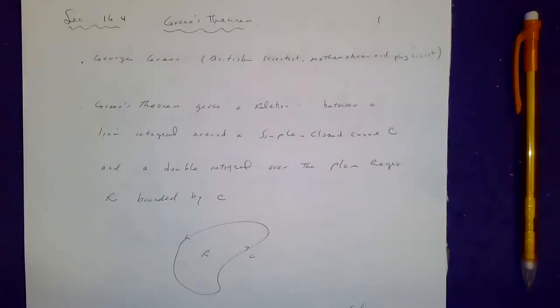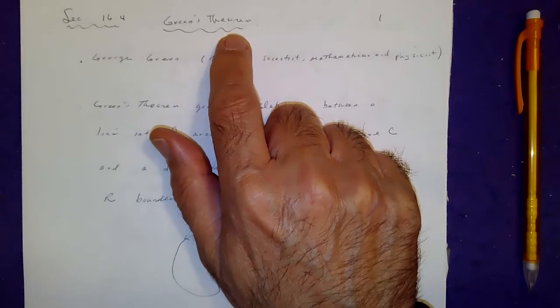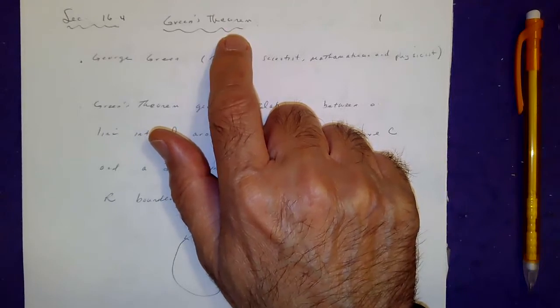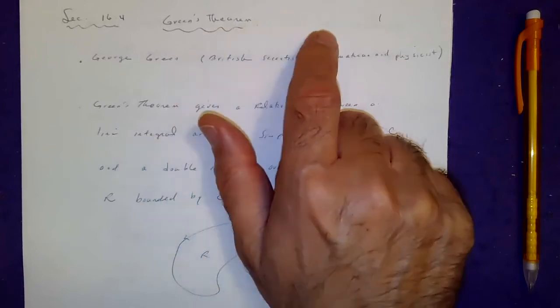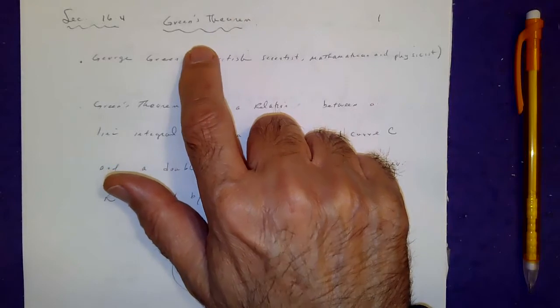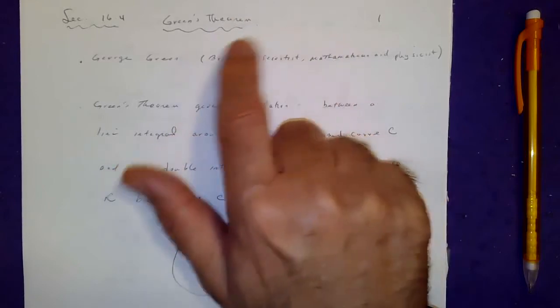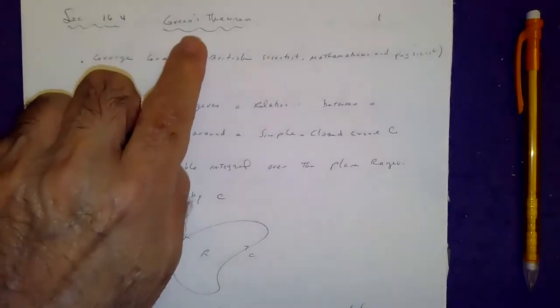Section 16.4 is about one of the most important theorems in multivariable calculus, one out of the three. The other two are Stokes' theorem and the divergence theorem. This is the first one out of the three most important theorems in multivariable calculus. It is known as Green's theorem.